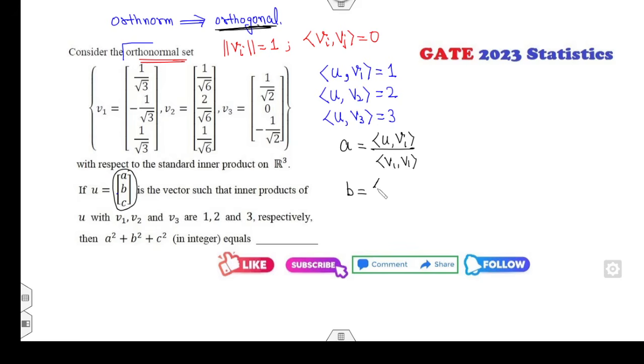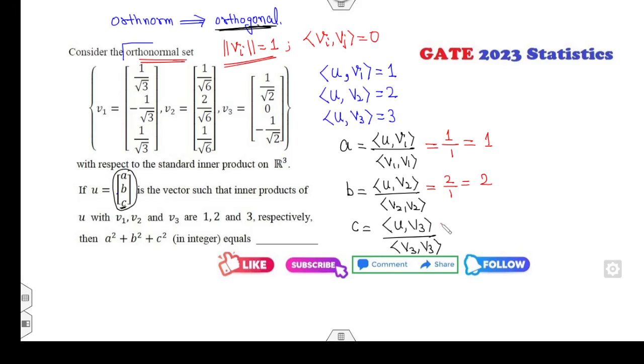Similarly, v is my second component, v2 divided by v2 comma v2. The third component I can write as u comma v3 divided by v3 v3. Now you can substitute the value. This is my 1, the norm is my 1. Similarly for the second, 2 over 1 is 2. This is 3 over 1 is 3.